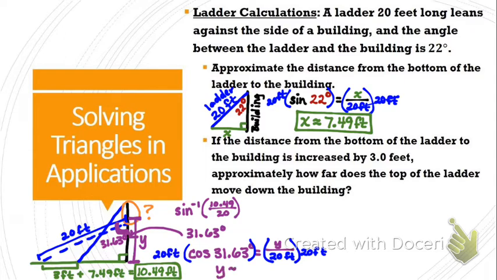So y is approximately how big? 17.03. You said 17 point what? 03. I just couldn't hear the last digit. My apologies. 17.03 feet. Does that answer the question? No. That's how high up the wall it is right now. I want to know how much it slid. So what other piece of information do I still need? I need the original height. This is the height of the ladder after it slid.